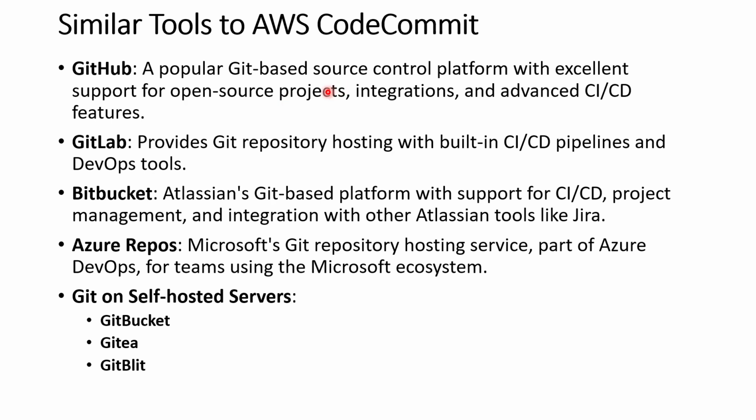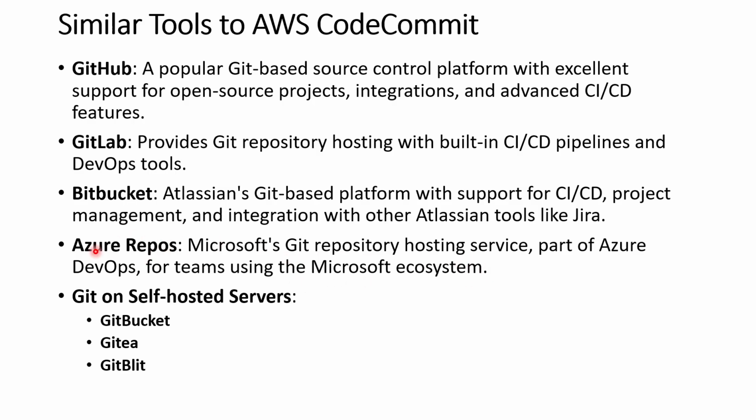GitLab owns all those things, so there we have everything in one, whereas here we need to use multiple tools. And Bitbucket, a Git-based platform with support for CI/CD and project management, as well as integration with other Atlassian tools like Jira. For doing all the tracking we will be using Jira. Also we have Azure Repos, and likewise GCP repos. Azure Repos is Microsoft's Git repository hosting service, part of Azure DevOps, for teams using the Microsoft ecosystem.